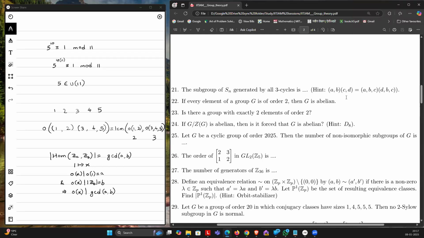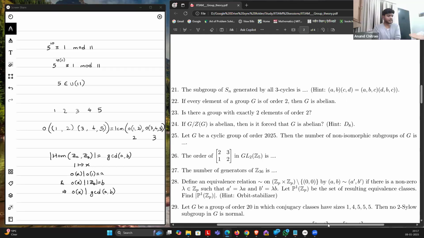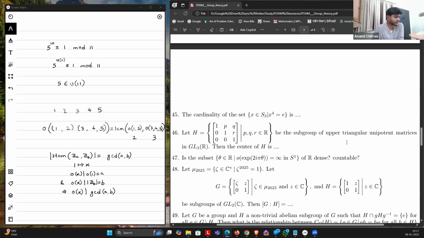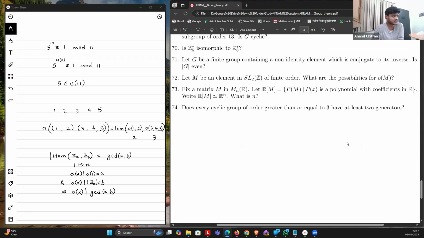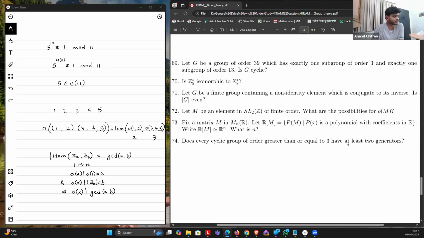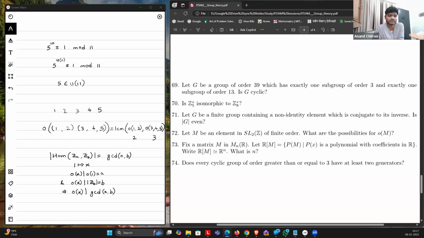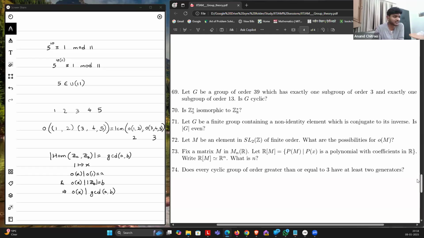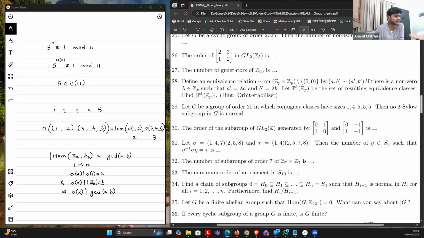Right. So maybe that's where we'll stop today. I have this sheet consisting of 74 problems. Maybe I'll add some more problems to it and we'll solve all of these problems, let's say, in the next lecture.